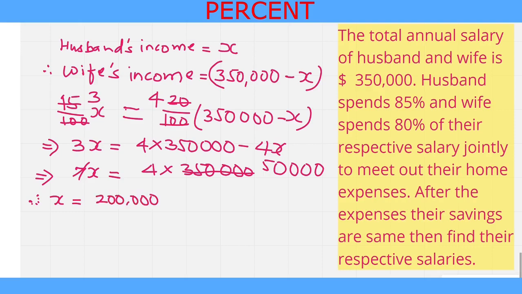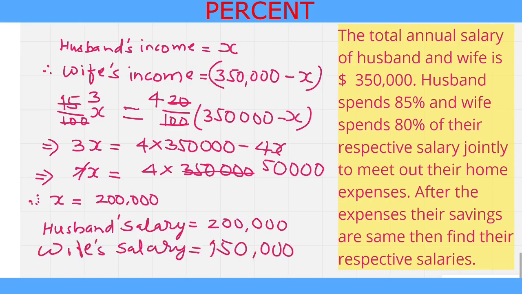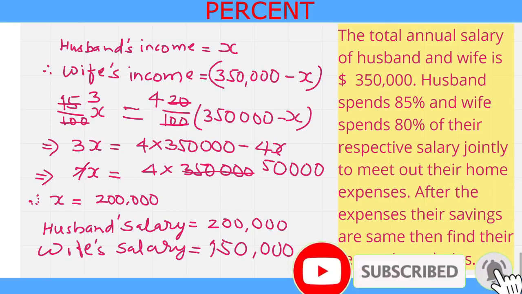And this is husband's income or husband's salary. And 350,000 minus 200,000 will be 150,000. That will be wife's salary. So we write husband's salary equal to 200,000 and wife's salary equal to 150,000. This way we have to solve this question, assuming the salary of husband equal to X and wife's salary will be 350,000 minus X.